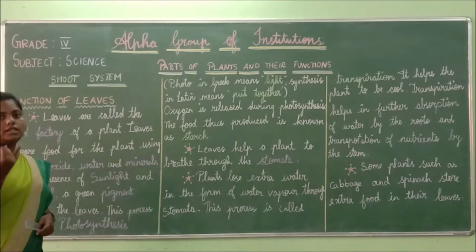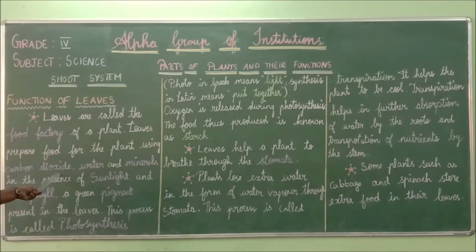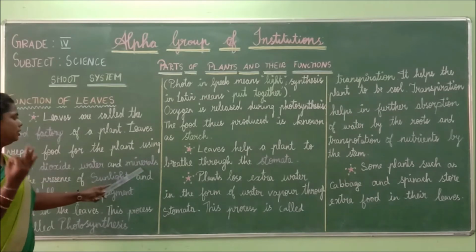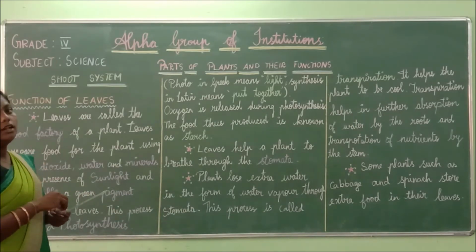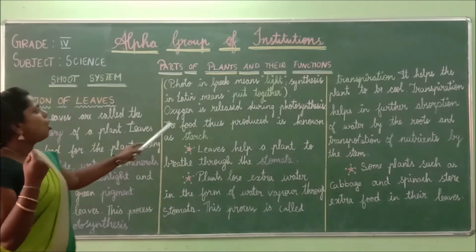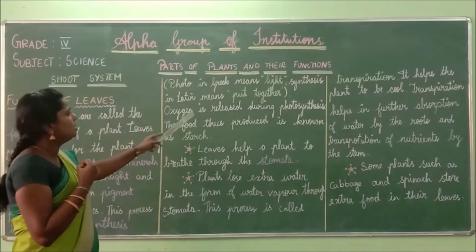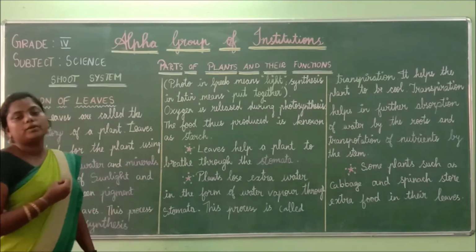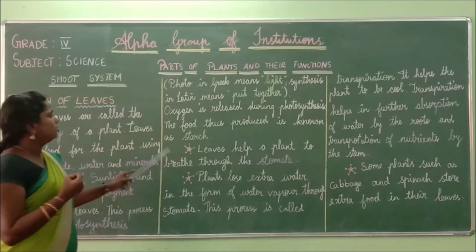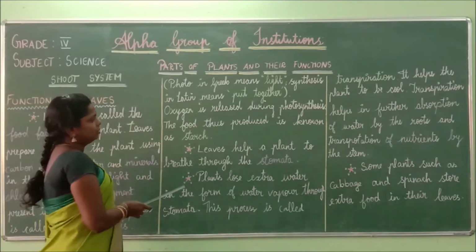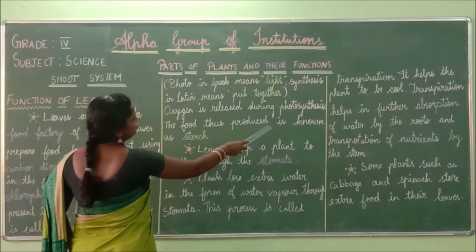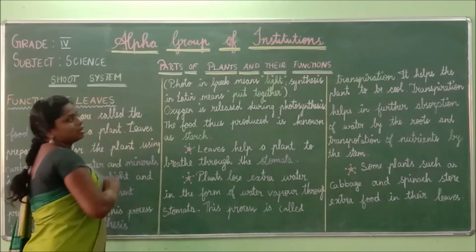With the help of sunlight, carbon dioxide, water and minerals, all put together, during that process oxygen is released and the food is prepared. What is the food called? The food is called starch. The food thus produced is known as starch. Is it clear?